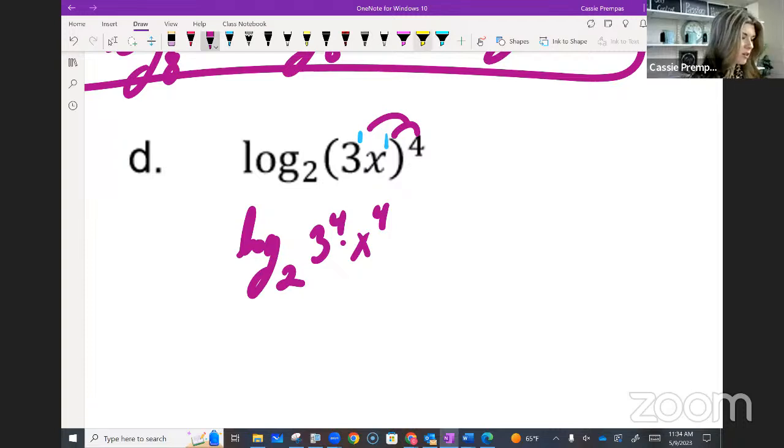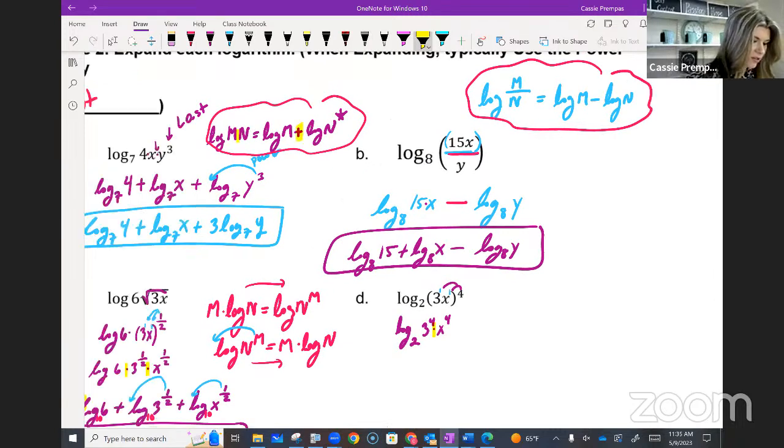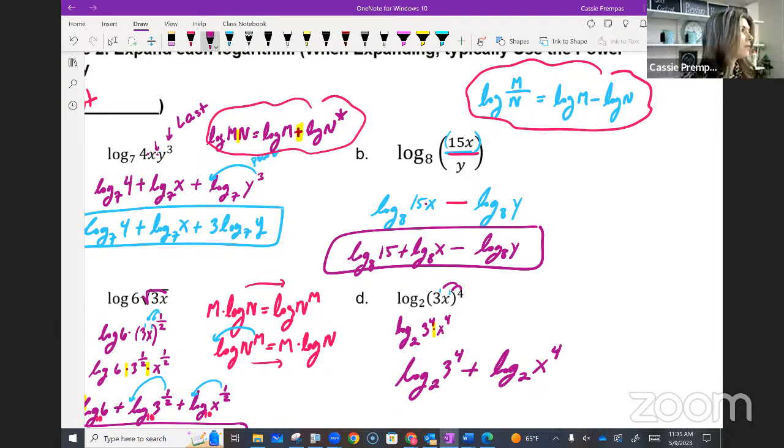I'll give you a hint. You should start by getting rid of this times. Times, you do addition. Okay, this should have been your first step. Separate the times using plus. There's one final step you should do.